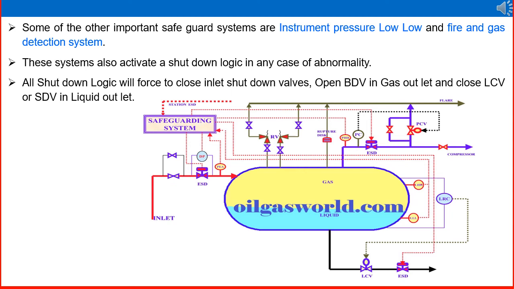These are general points, but to gain more experience, if possible, read a P&ID from your working stations and understand from it what various safeguarding or control systems are used in the vessels, what the safeguards are, and how the shutdown logic is connected.